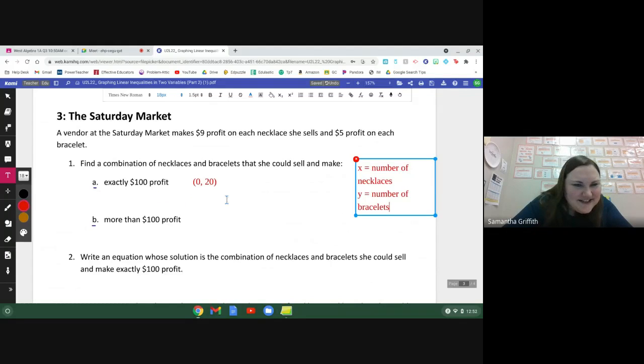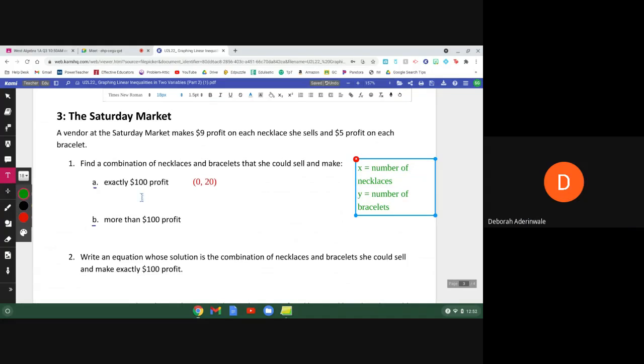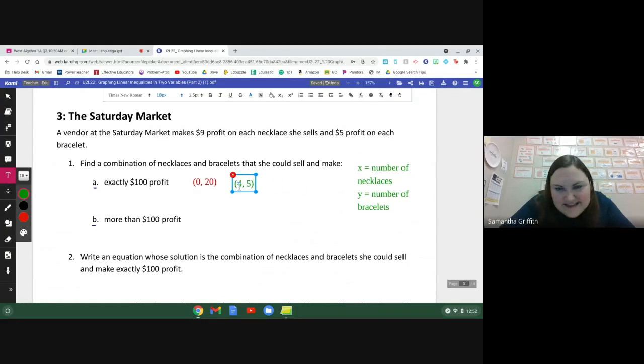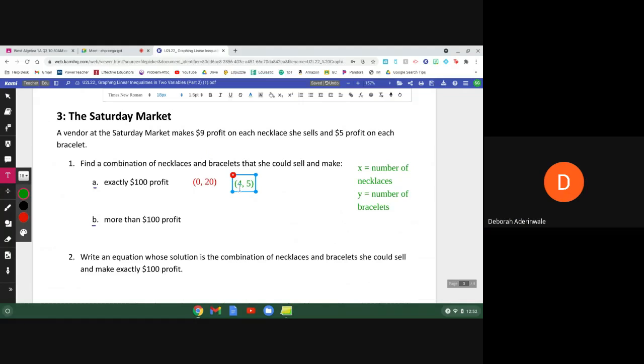Did anyone else find another combination? Mujiraya said 4, 5. Did you? Okay, 4, 5. So let's see that. 4, 5, will that work? Oh, 4 times 9, no. It says exact. You can also have 100 divided by 9. That's 11.